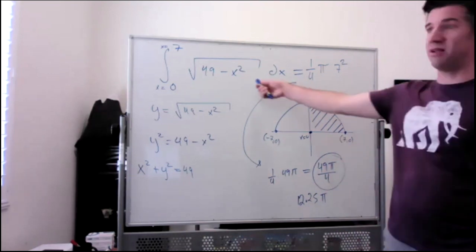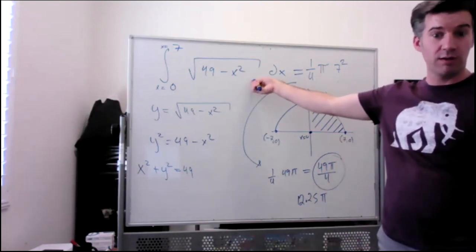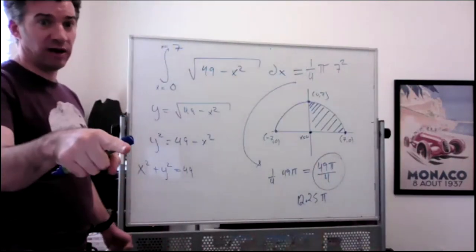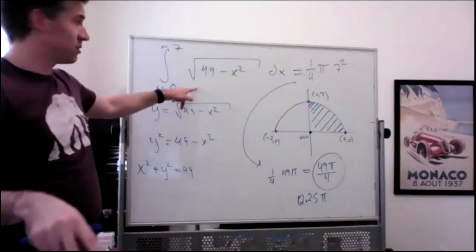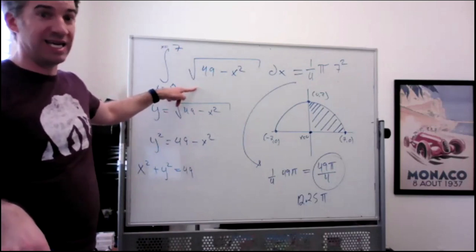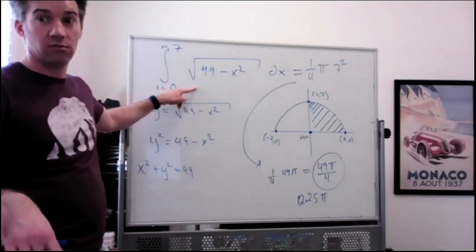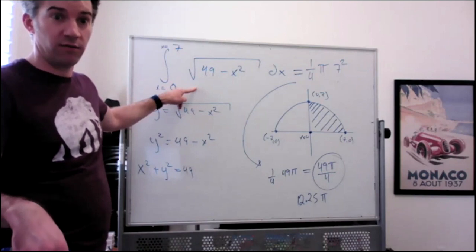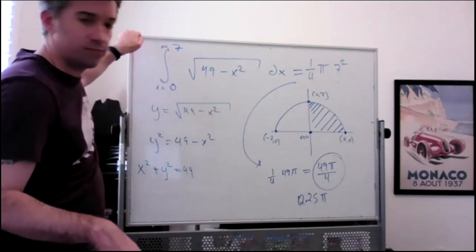We don't know how to antidifferentiate this, but we do know geometry. So a lot of times people will ask absolute value integrals and square root of things like this integrals, and their intention is for you to use geometry to figure out the area under the curve.